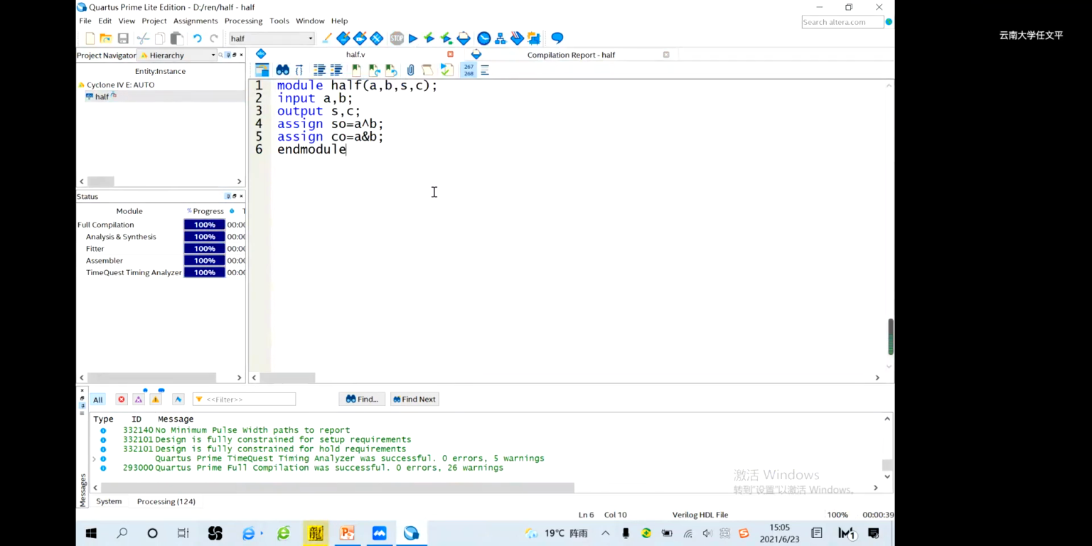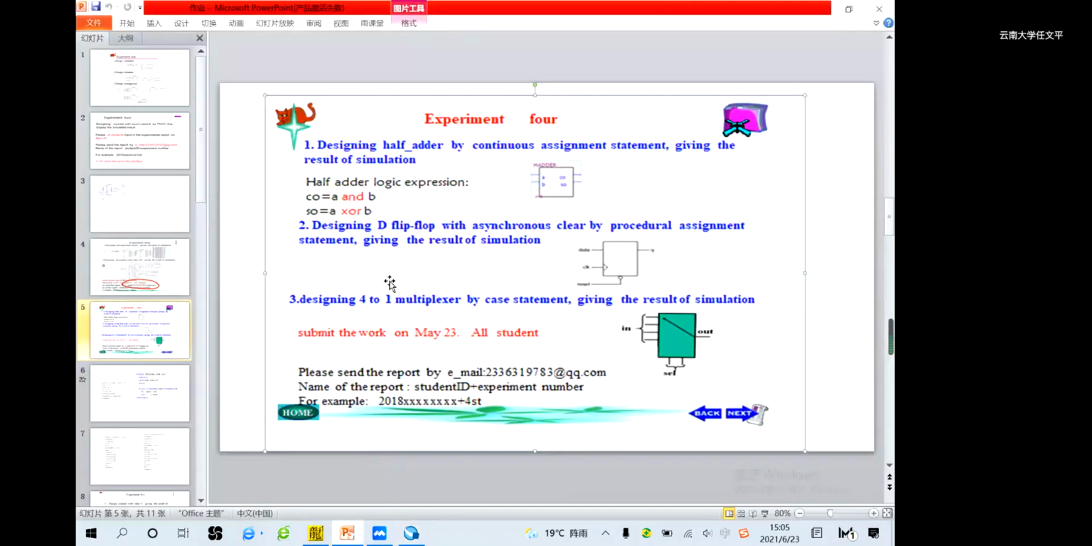To save time, I skip the steps. The process is the same as the last experimental.